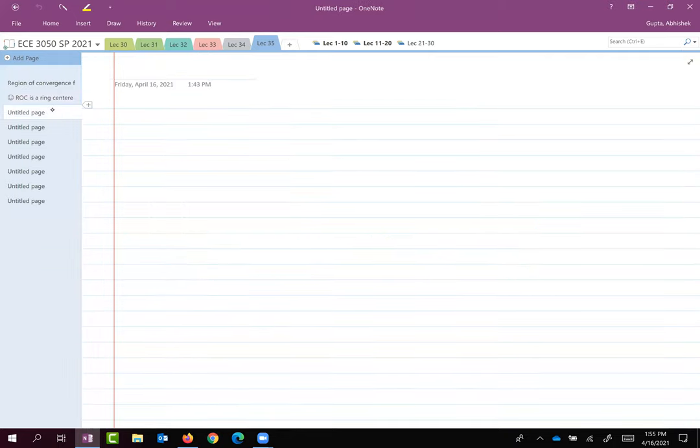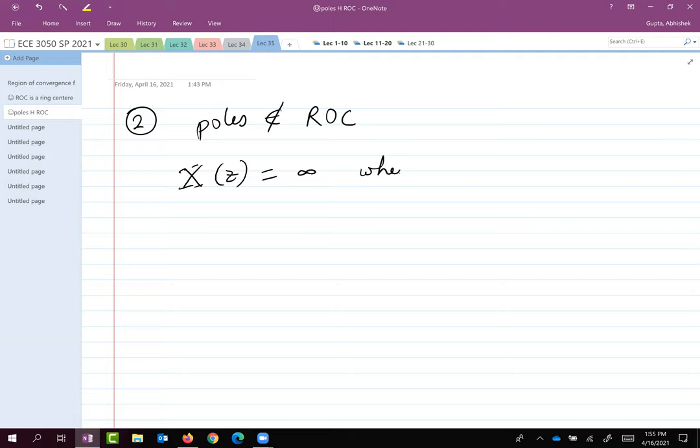Okay. Let's look at the second property. The poles do not belong to the region of convergence. And it's actually quite obvious. The reason being that at poles, X of z is equal to infinity. That's the definition of a pole. At a pole, the z transform is actually equal to infinity, or 1 over X of z is equal to 0. So therefore, a pole cannot be part of the region of convergence.